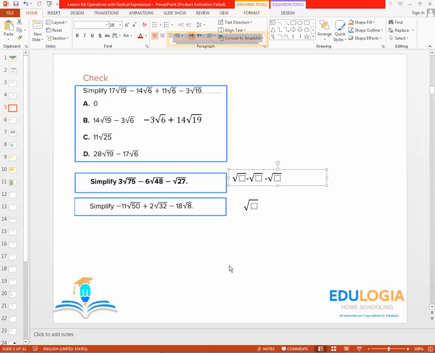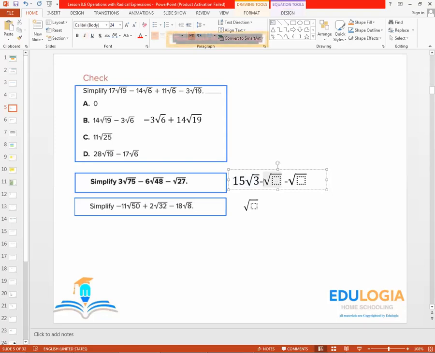Here, guys, for the 75, I think it's better 25 times 3, keeping 3 inside, getting the 25 out, but you have to multiply it by 3. 25 out is 5, 5 by 3 is 15. This is the first part.